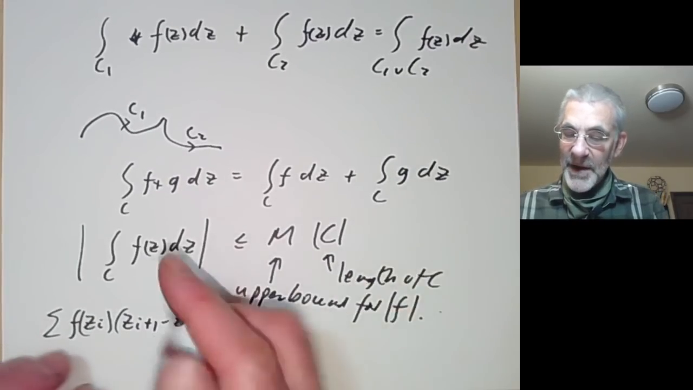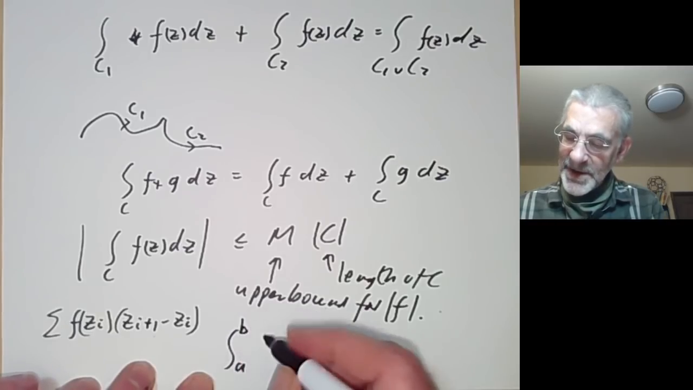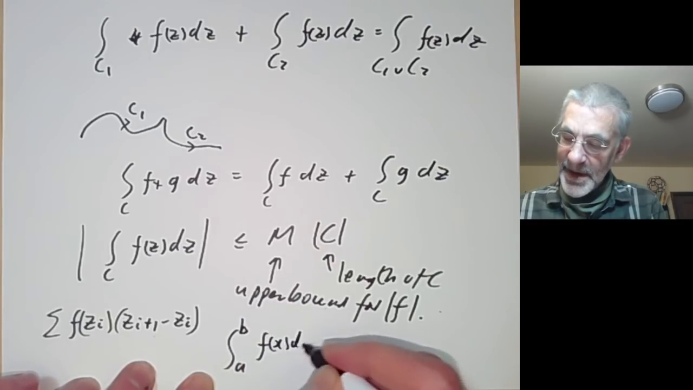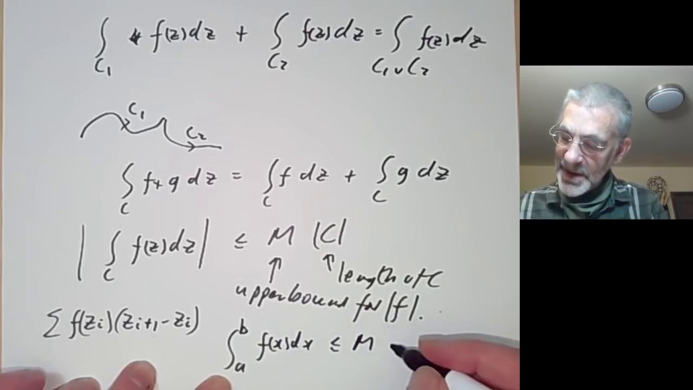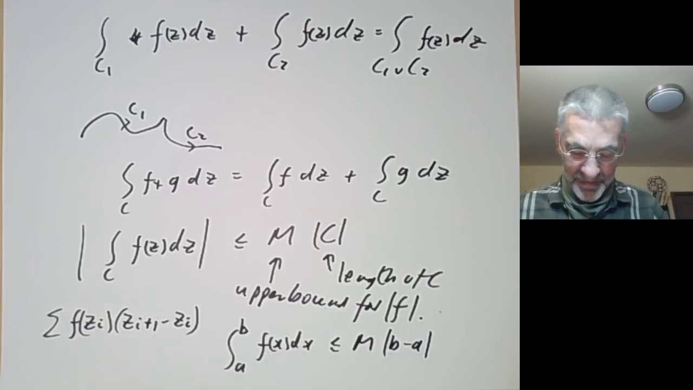This is, of course, the complex analogue of the usual real estimate that the absolute value of the integral from a to b of f of x dx is less than or equal to m times b minus a, where m is an upper bound for f.